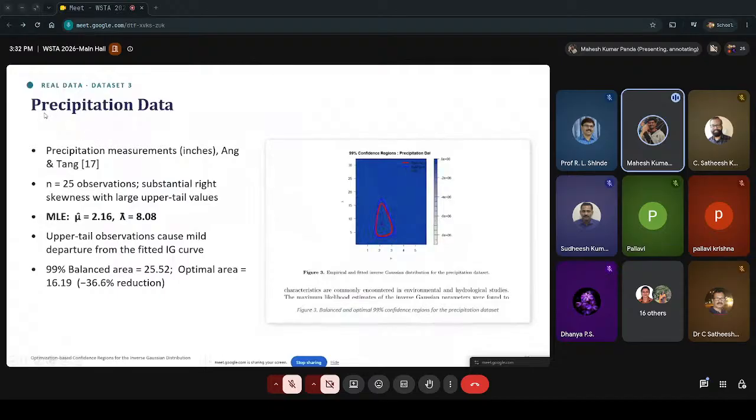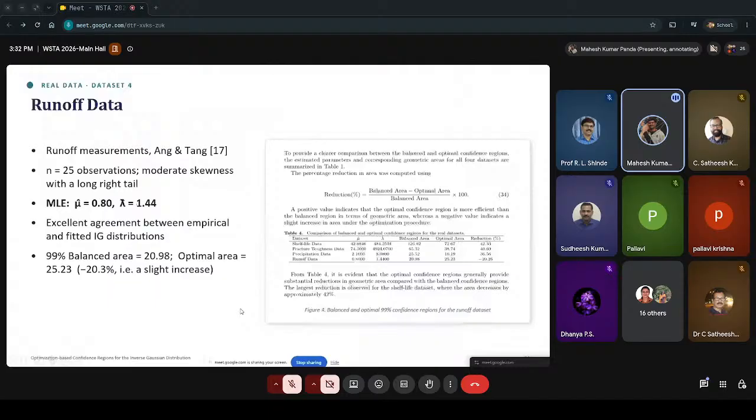Precipitation data set, again, the balance area is 25.52 and the optimal area is 16.9. There is a 36.6% reduction. And then finally the data set 4. Here you can see that the balance area is 20.98. However, the optimal area is 25.23. So there is a slight increase, like 20.3% increase.